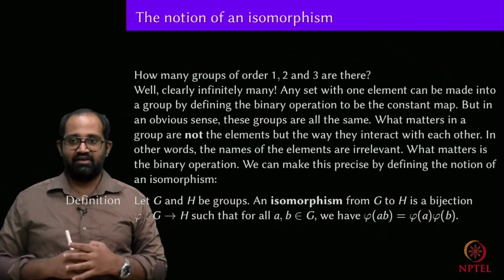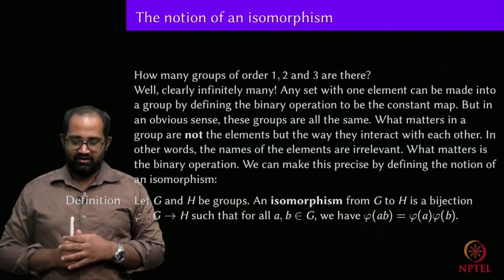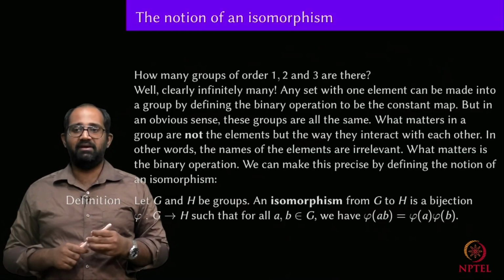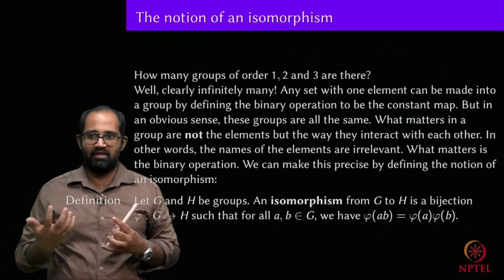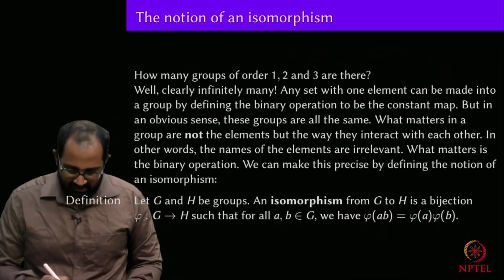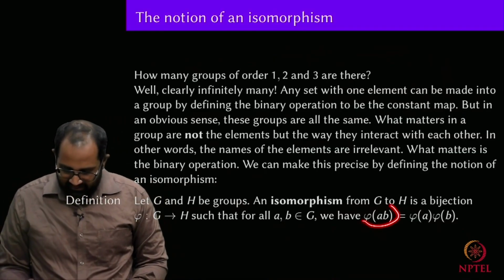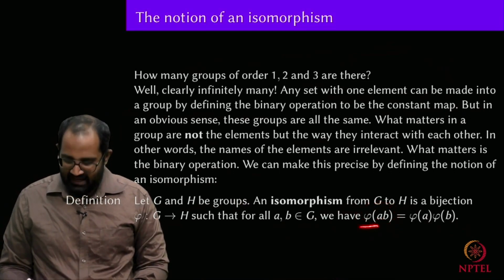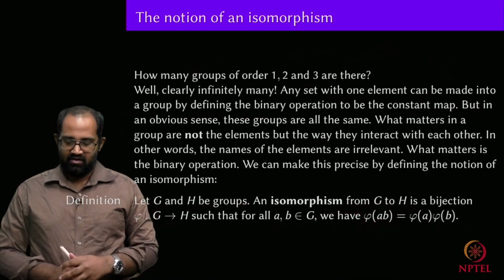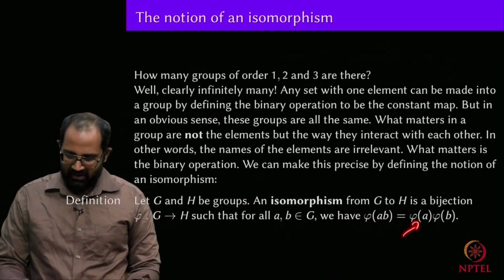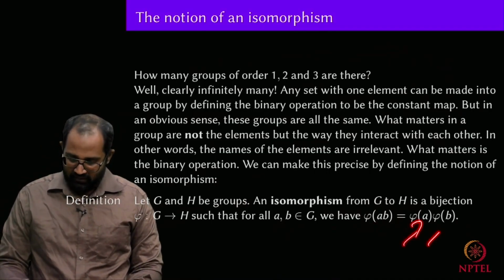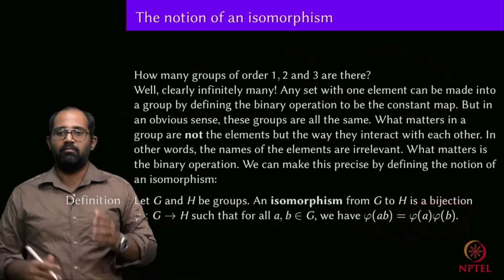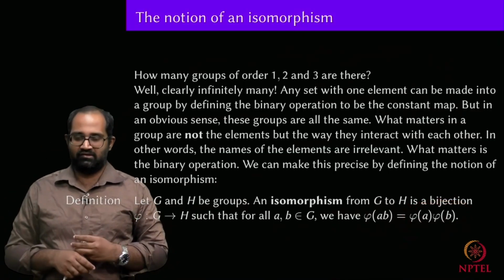So, what is this definition saying? You should think of the isomorphism as renaming, but an arbitrary renaming is not going to preserve the binary operation. This condition says, if you do the multiplication in G and then apply phi, or if you first do the renaming and then do the multiplication, both yield the same answer.